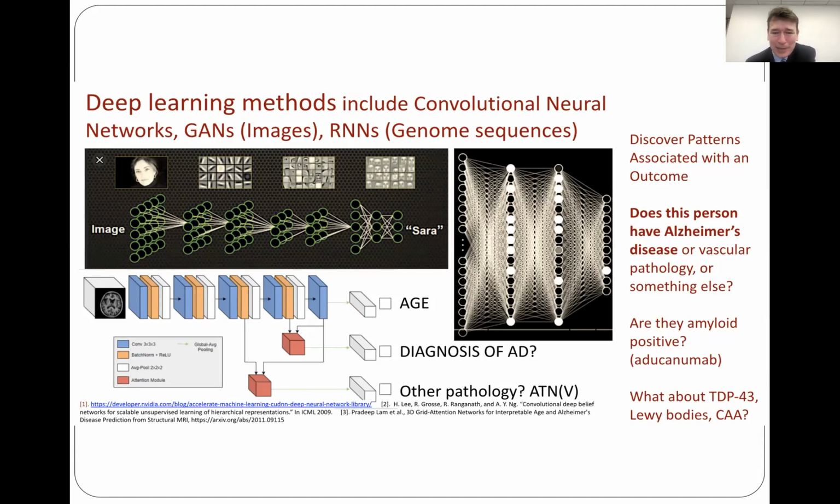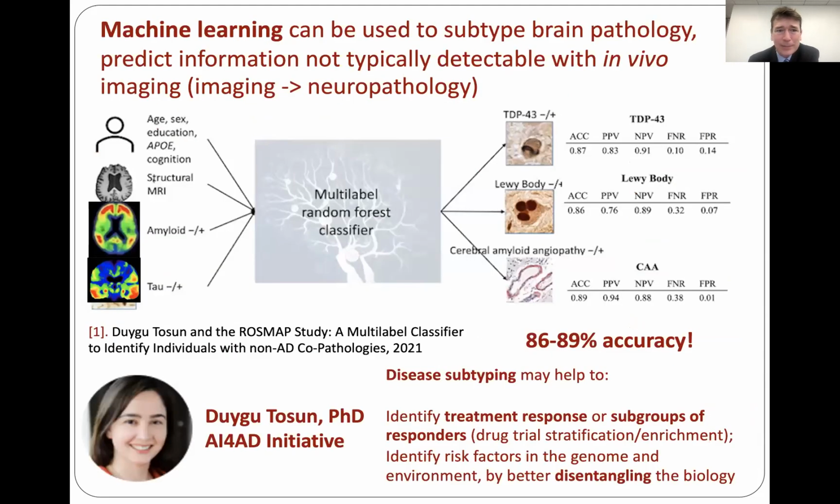We might want to predict the patient's diagnosis, what types of pathology they have, or even something simple like their age, which would be a test that's useful for benchmarking. And again, the idea might be to say whether a person has Alzheimer's disease or vascular pathology or something else. Are they amyloid positive, which is important for new drugs that are being developed to combat amyloid accumulation in the brain. And also we might want to discover some other pathologies.